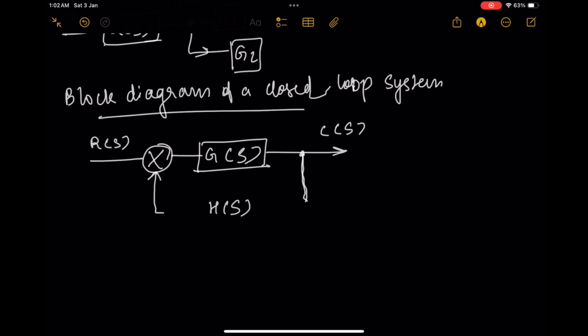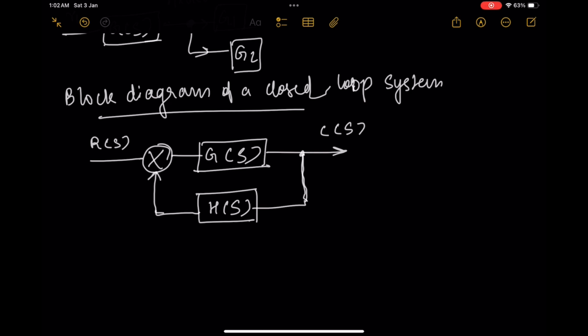Some function is happening. I'm taking the output and doing some function. It could be measuring that signal. It could be like taking the difference of that signal. Whatever function it may be, I'm representing it as h of s, and I'm giving it back to the input. So this is how you represent a closed loop system.